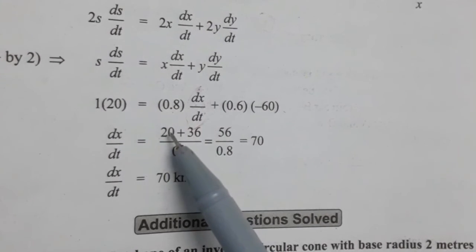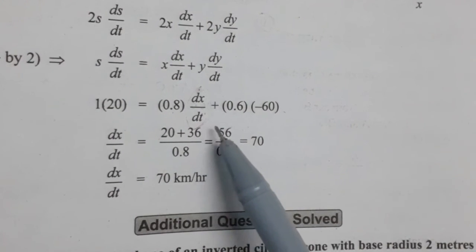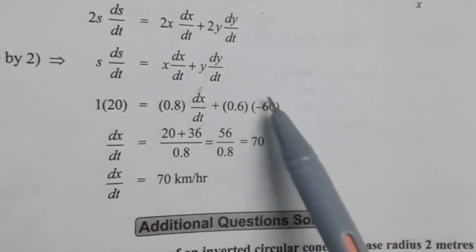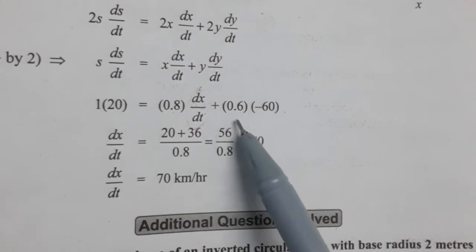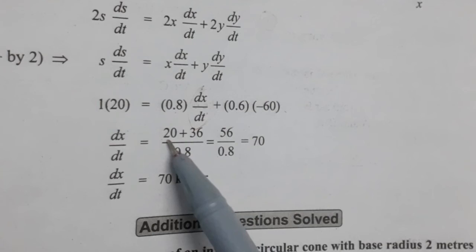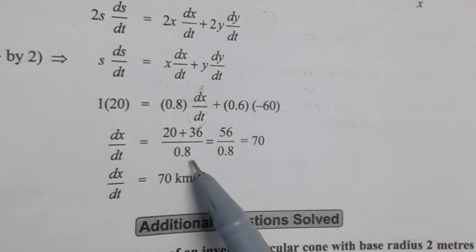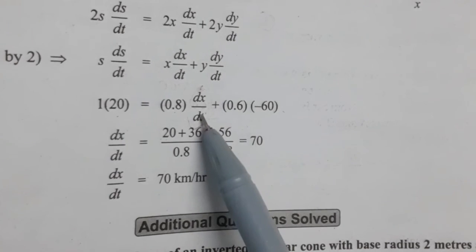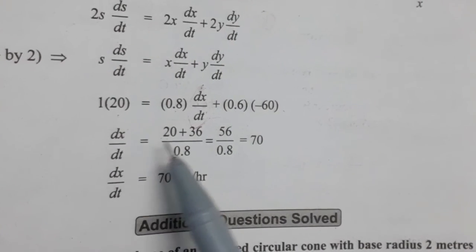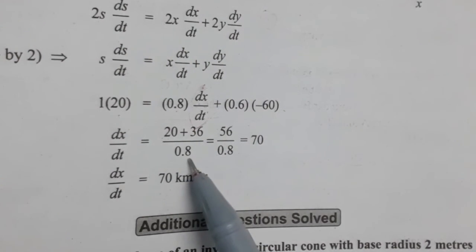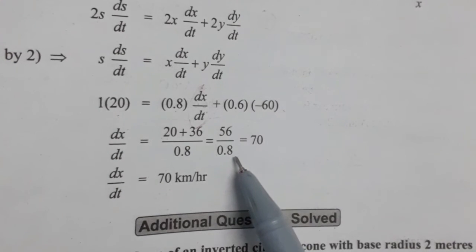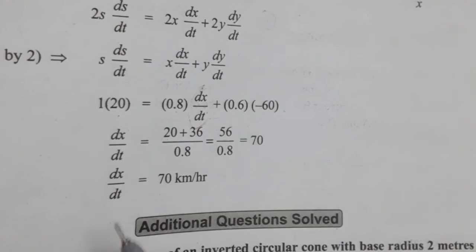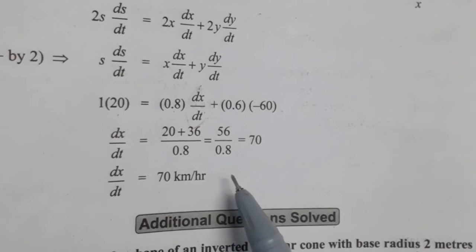dx by dt equals 20 plus 36, since 6 sixes are 36, and minus 36 becomes plus 36. So dx by dt equals 20 plus 36 divided by 0.8. That is 56 by 0.8. If we cancel, we get 70. Therefore dx by dt is 70 km per hour.